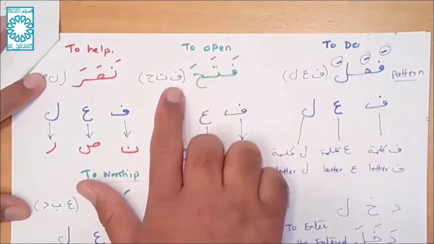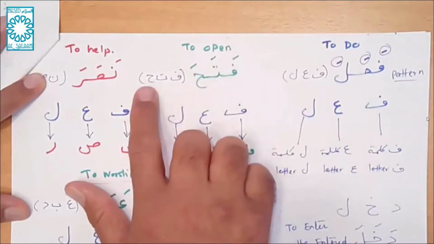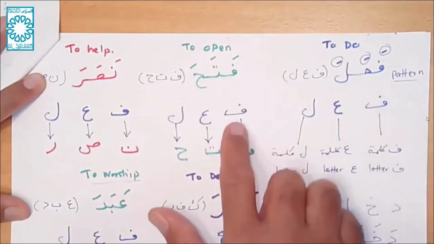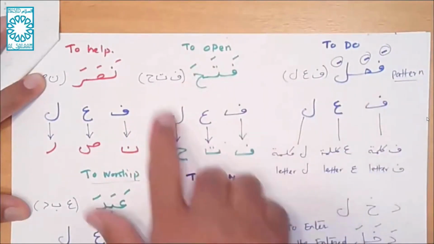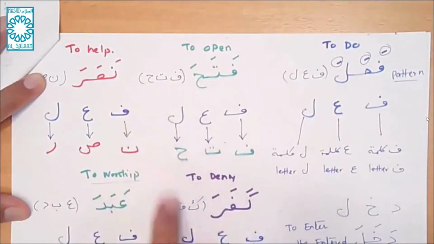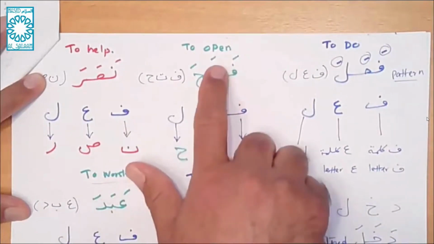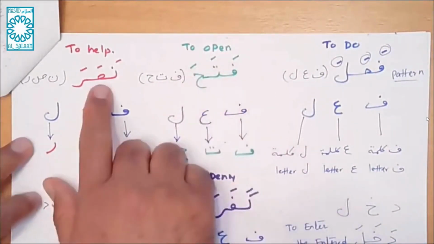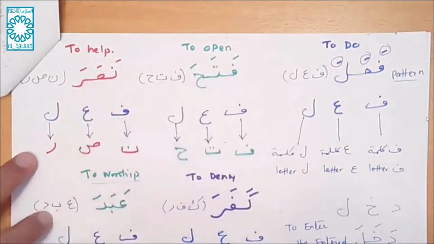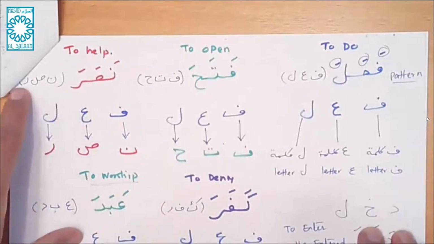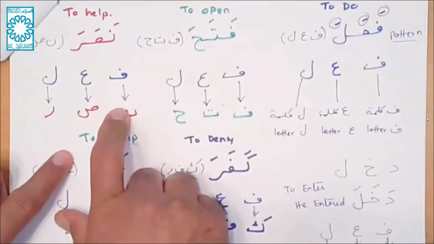And then we identify the 3 root letters, fataha, and then we match it with the pattern. So we place the fa under the fa, the ta under the ain, and the ha under the lam, and then we use the same haraka, fatha, fatha, fatha. On the same pattern, there is another verb called nasara. When you say nasara, that means to help, noon, sa, ra, and we match it the same way.